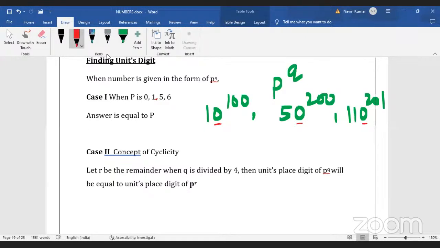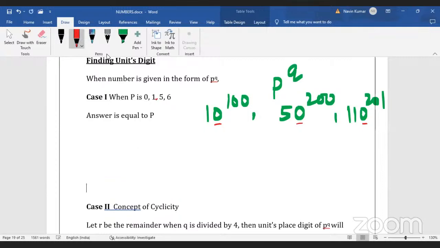If any number is ending with 0, 1, 5 or 6, the answer will remain the same. Answer means unit digit will be same. For example, if I ask you 735 to the power of 121, what will be the unit digit once you solve this? Answer will be 5. Why 5? Because this unit digit is 5. So if 0, 1, 5 and 6 come in the unit digit, the answer remains the same. Okay? This is case 1.